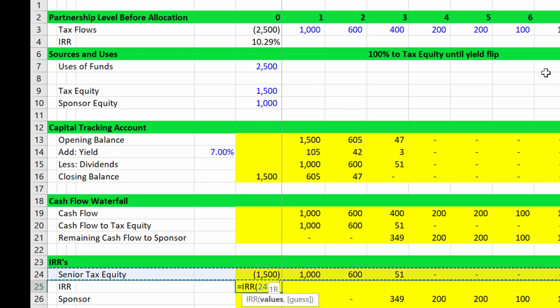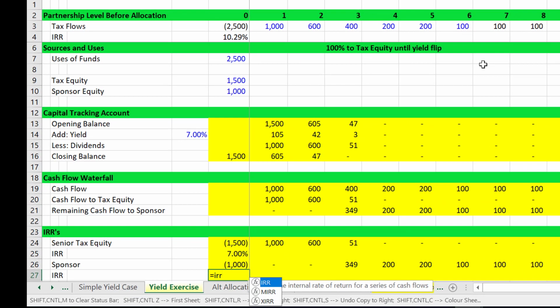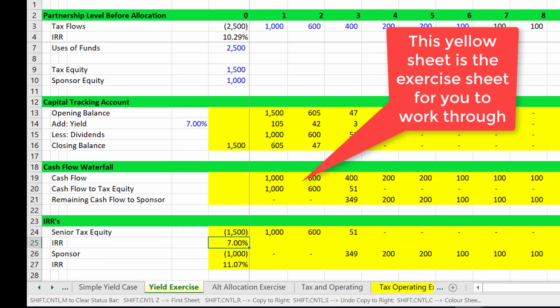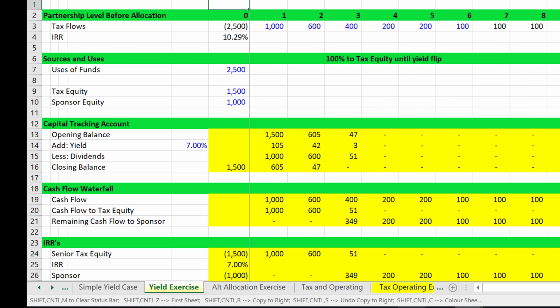Okay, so I'm going to leave this blank so you can do this yourself. Okay, there we go, and that's it. And now let's go to the next exercise.